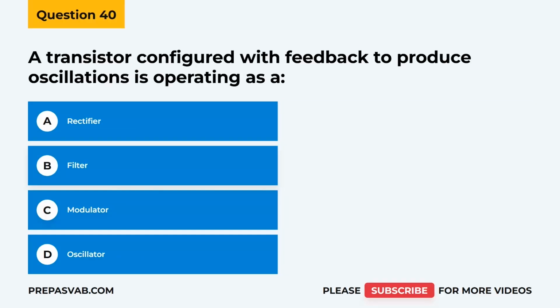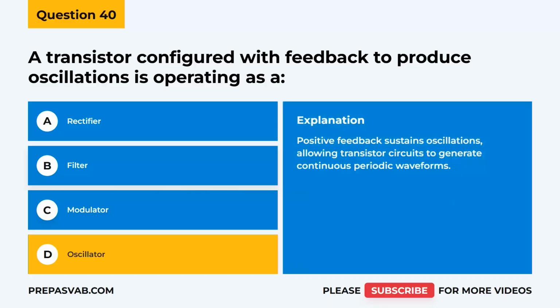Question 40. A transistor configured with feedback to produce oscillations is operating as A. Rectifier, B. Filter, C. Modulator, D. Oscillator. The correct answer is D. Oscillator. Positive feedback sustains oscillations, allowing transistor circuits to generate continuous periodic waveforms.